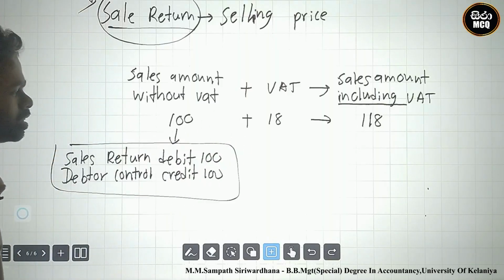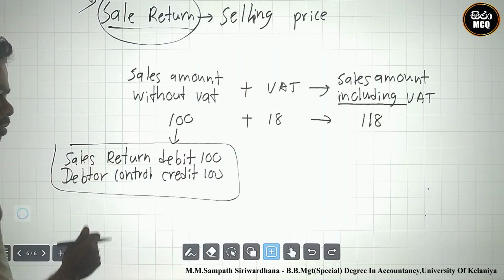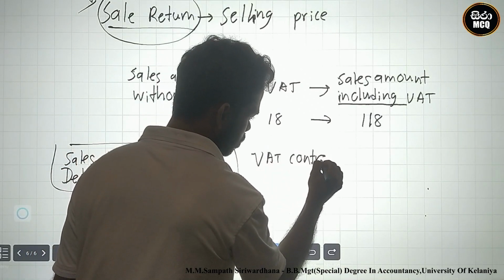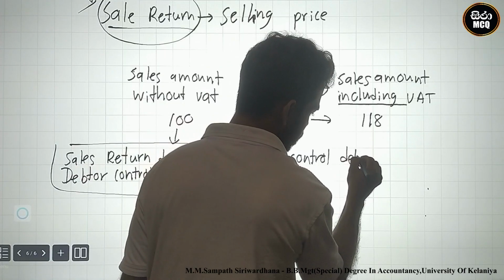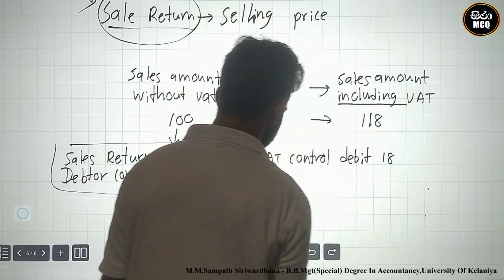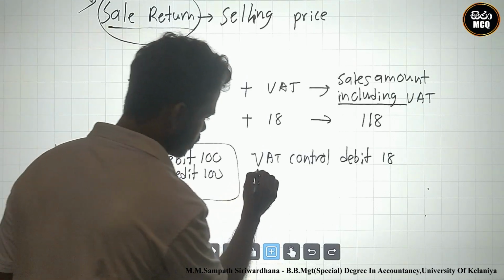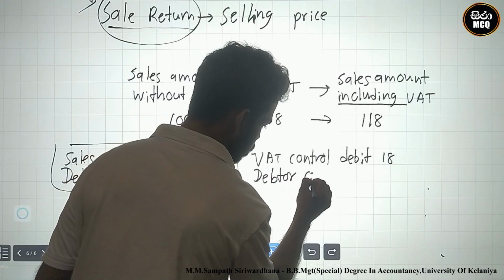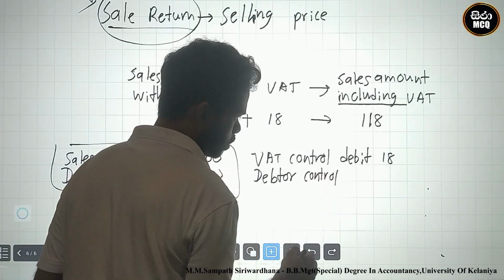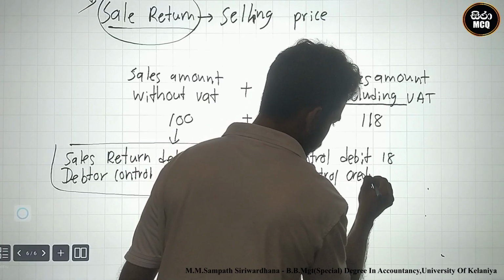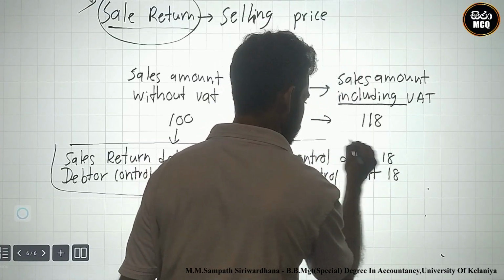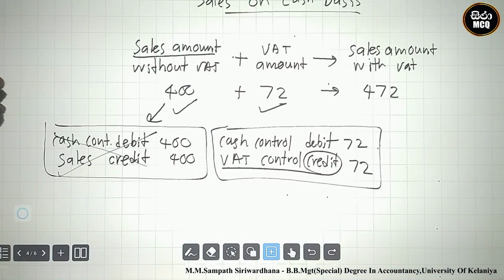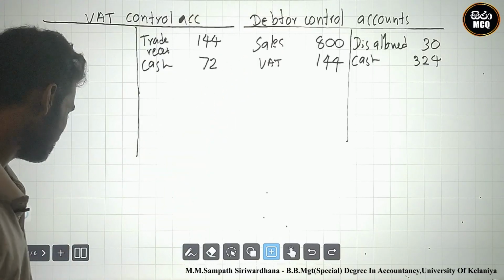What is the VAT amount double entry? Sales return debit, VAT control debit 18,000. Credit to debtor control, debtor control credit 18,000. Using this transaction, we must focus on which accounts? The VAT control account and the debtor control account.